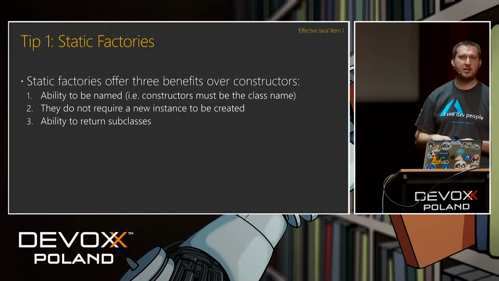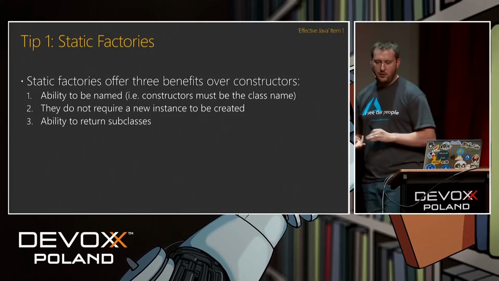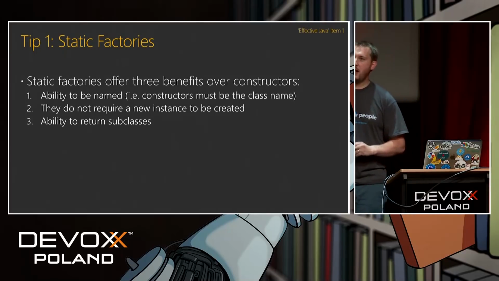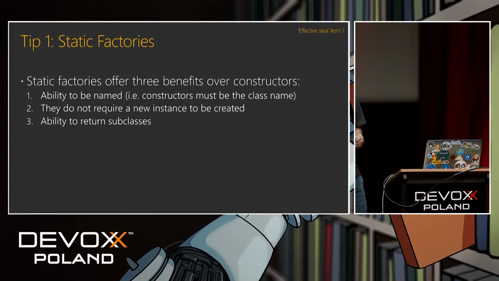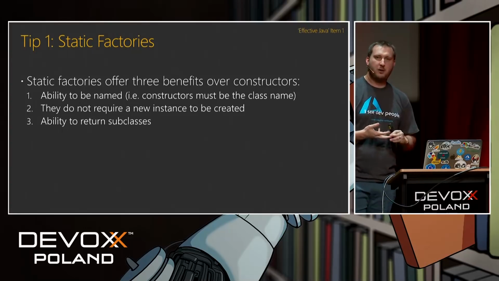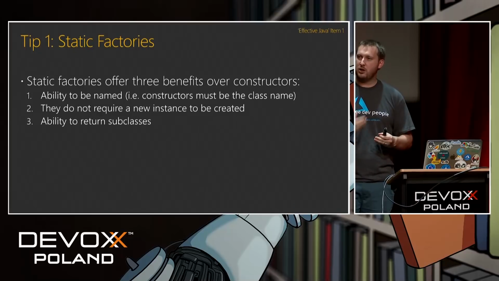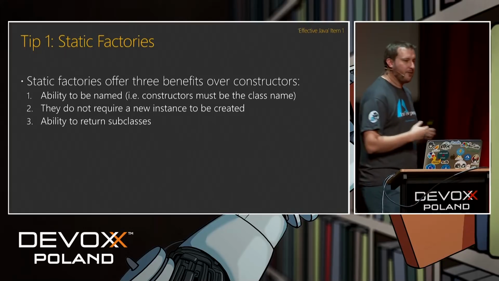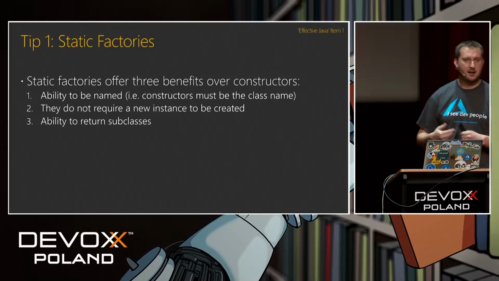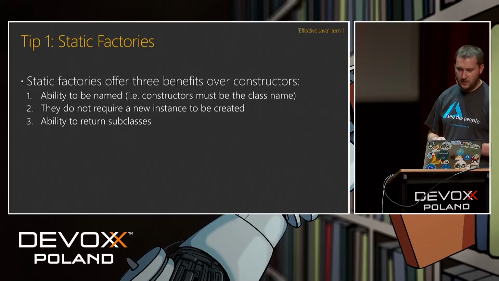First one, static factories. Static factories are really good for 3 reasons compared to constructors. First of all, they can be named. Obviously, a constructor has to be named after the class that it belongs to. They also allow you to return a cached instance. You don't have to return a new instance like a constructor does. And finally, you can return subclasses, unlike a constructor, which obviously returns an instance of that class.